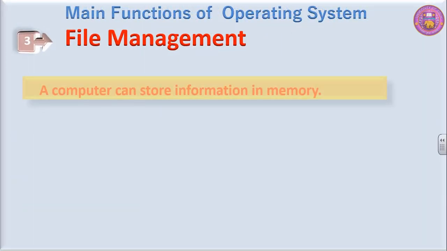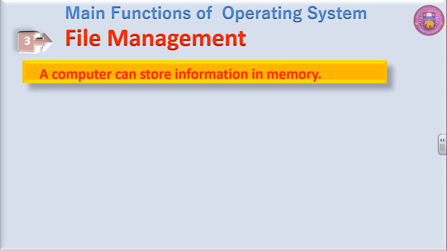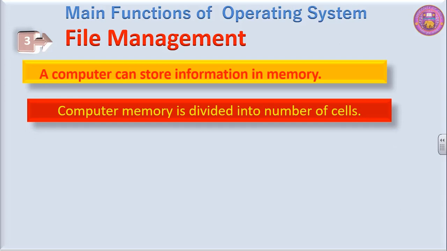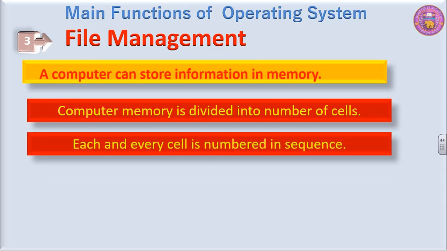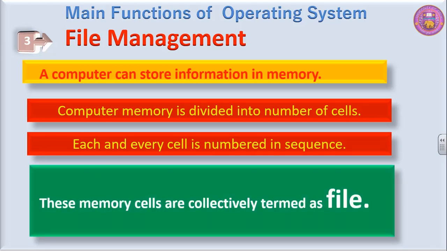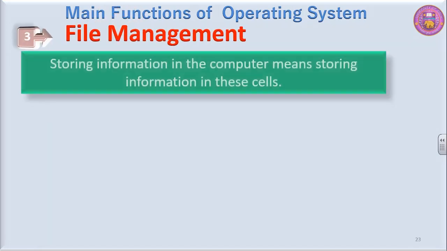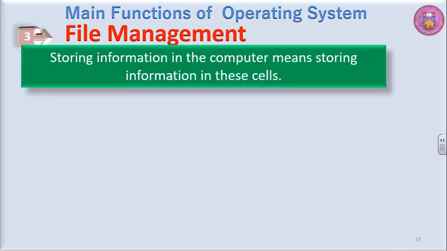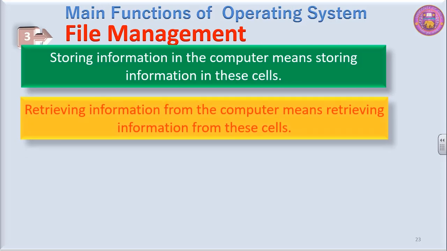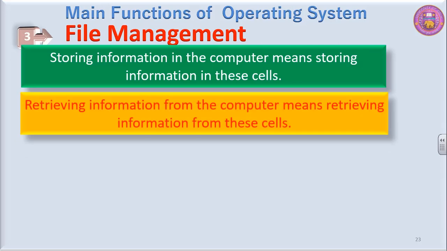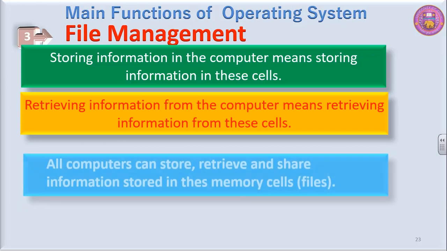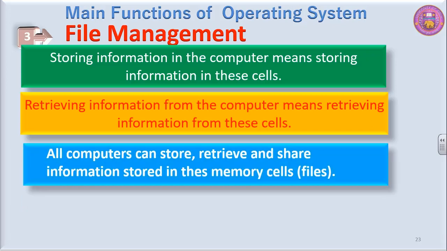File management. A computer can store information in memory. Computer memory is divided into number of cells. Each and every cell is numbered in sequence. These memory cells are collectively termed as file. Storing information in the computer means storing information in these cells. Retrieving information from the computer means retrieving information from these cells. All computers can store, retrieve, and share information stored in these memory cells.